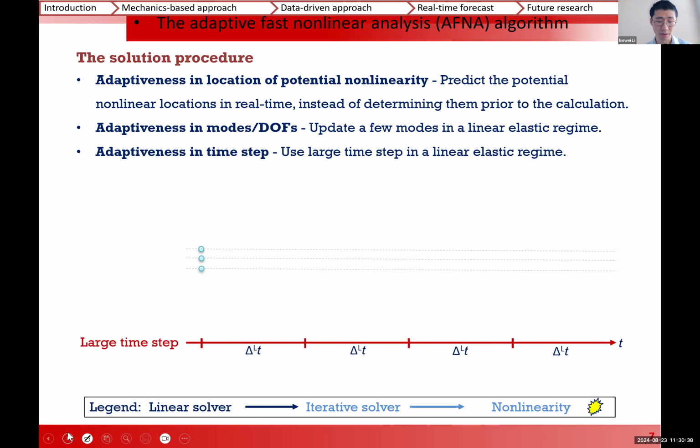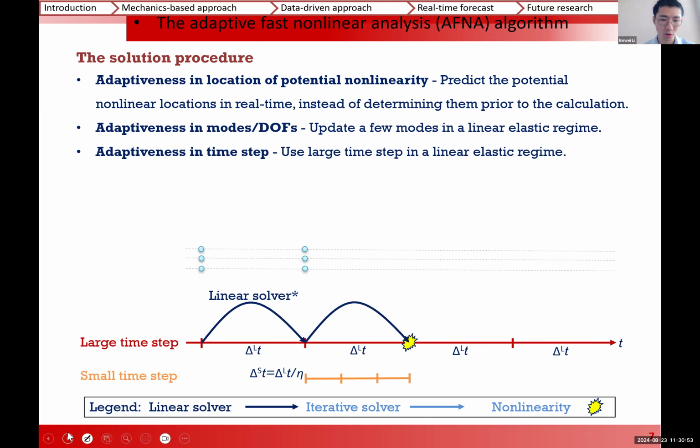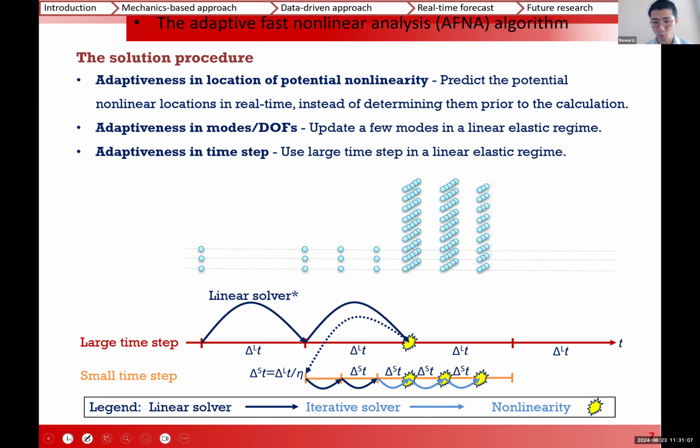Here's an illustration. We first proceed with pretty large time steps, since at the beginning the structural system is linear elastic. When there's any nonlinearity, it becomes more cautious and proceeds with small time steps, and considers more modes to capture the nonlinearity, because nonlinearity is typically a localized feature that needs high order modes to capture. But when the structural system goes back to linear elastic loading, unloading, or reloading, we can go back to considering a few modes and large time steps.